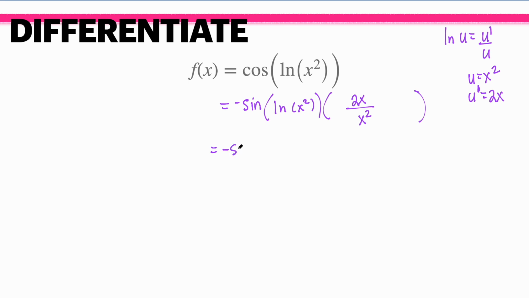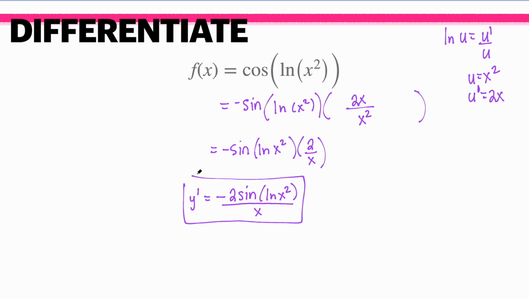So your answer is going to be negative sine of the natural log of x squared multiplied by 2 over x. So really the only way you can clean it up is you can put the 2 in the front, I guess. And then x stays in the denominator. And that would be your answer.